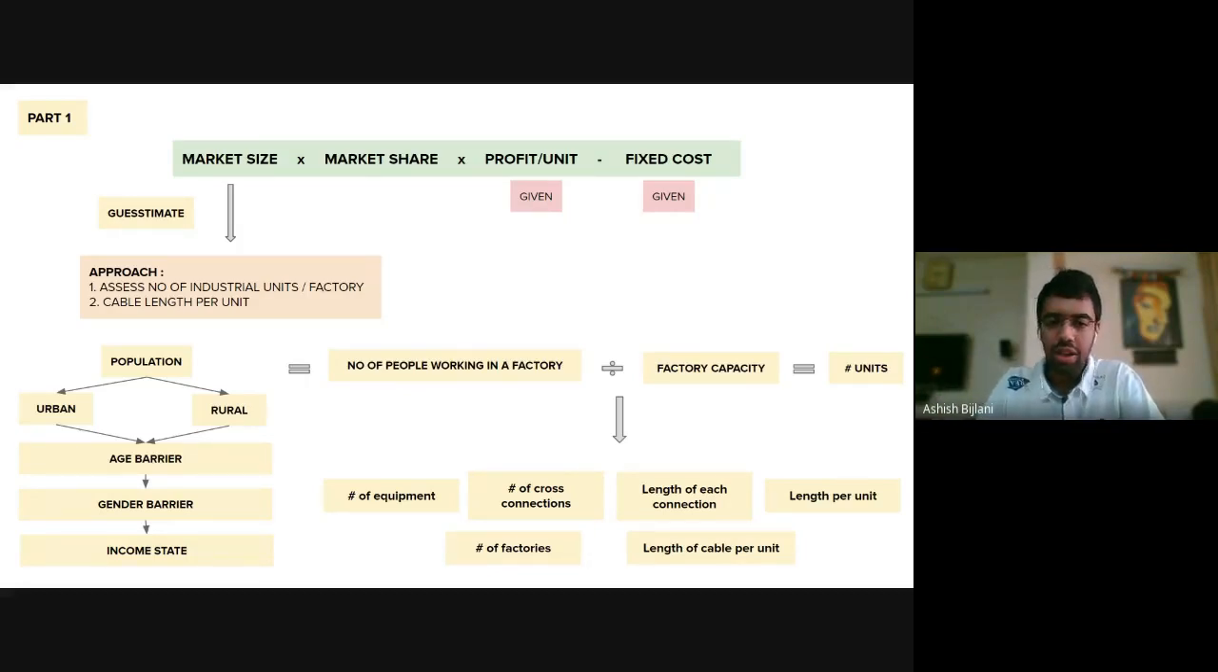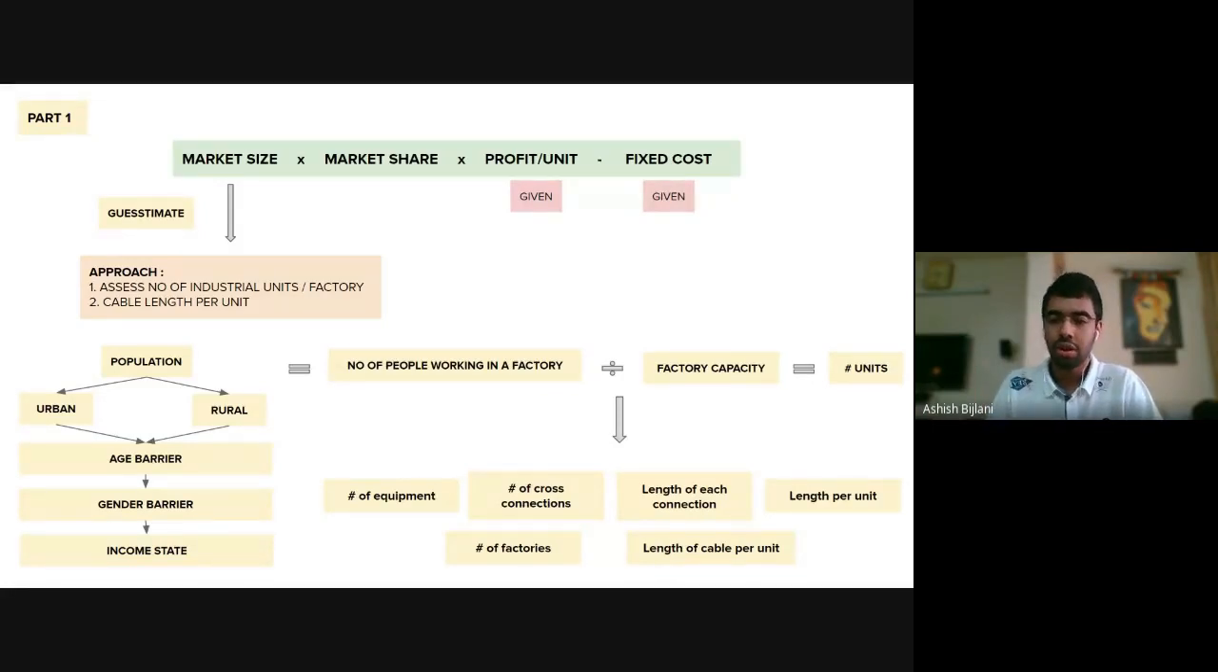Once I had that, I come to the second part of the problem, right? How do I estimate what is the cable length going to be utilized by each of the factory units, which I'll multiply with the number achieved earlier. So the way I can visualize this is I try to estimate what will be the number of equipment present in the unit, what are the number of cross connections you can expect to happen.